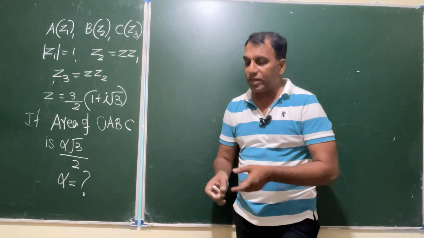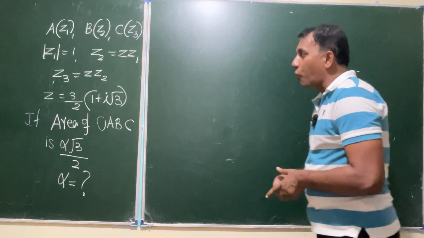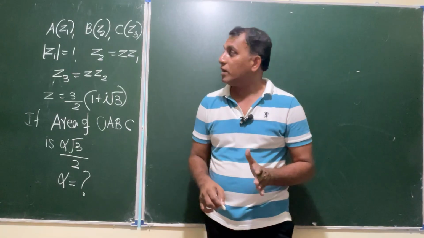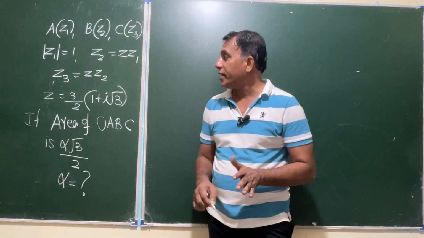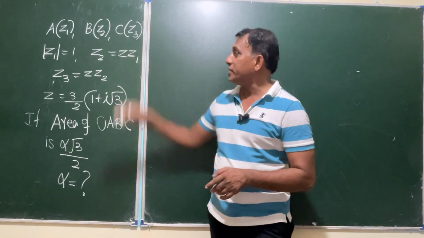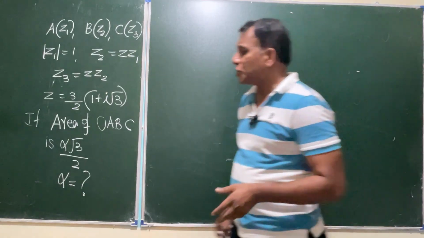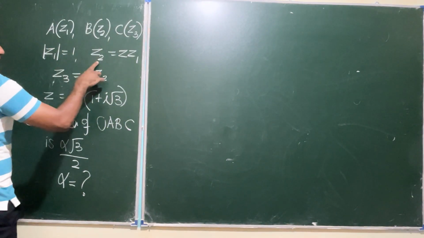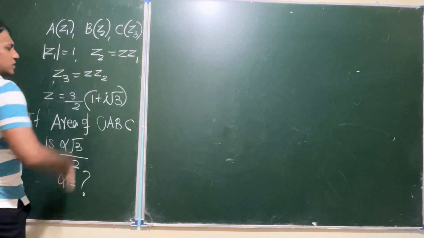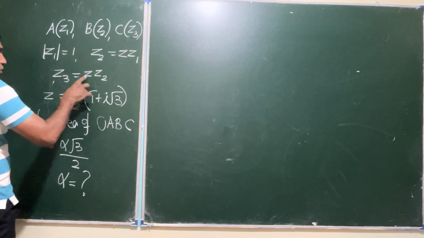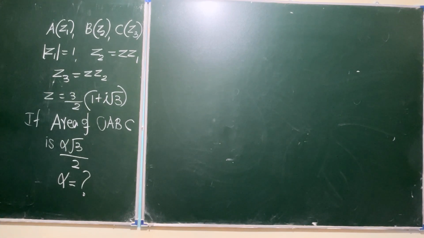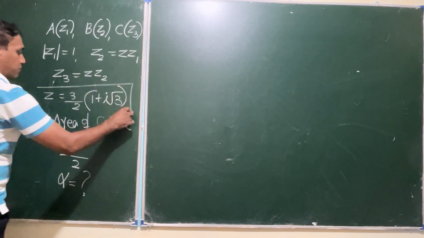On an Argand diagram, A, B, C are 3 points described by complex numbers: Z1 is A, complex number Z2 is point B, and Z3 is C, right? Also, the modulus of Z1 is 1 unit. Z2 equals Z into Z1, Z3 equals Z into Z2, where Z is given in this pattern, right?